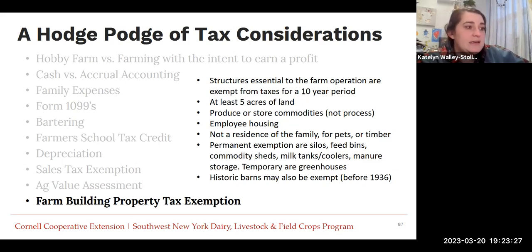So what this looks like is you build a new barn for your farm, and you file that new build with your real property office, and they're going to process the paperwork so that you don't have to pay taxes on it for 10 years. Once you get past that 10 years, it's not considered a new build anymore, and it's usually taxed at a significantly lower rate.